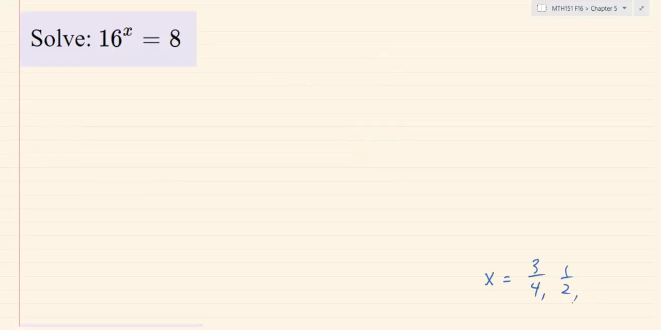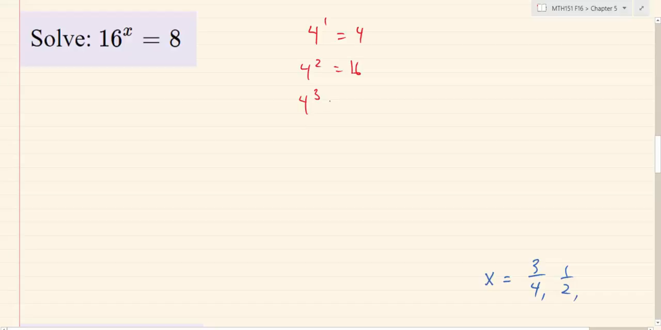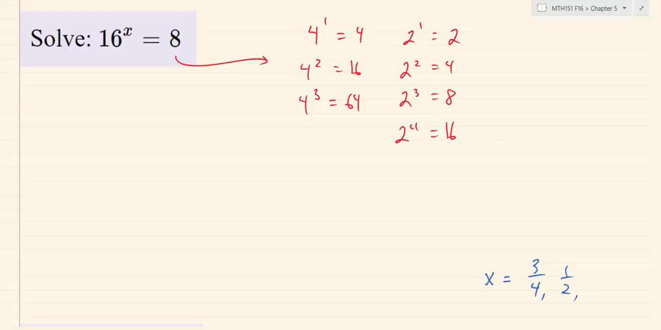So when you take a look at this, you see that you've got a 16 and an 8. What base do we want to rewrite these in terms of? If we did base 4, that means we're going to rewrite 4 to the 1st, which is 4, 4 to the 2nd, which is 16, 4 to the third, which is 64. How do I get the 8? I can't create an 8 through the powers of 4, but base 2, 2 to the first is 2, 2 to the second is 4, 2 to the third is 8, 2 to the fourth is 16. I can rewrite 16 and the 8 in terms of base 2.